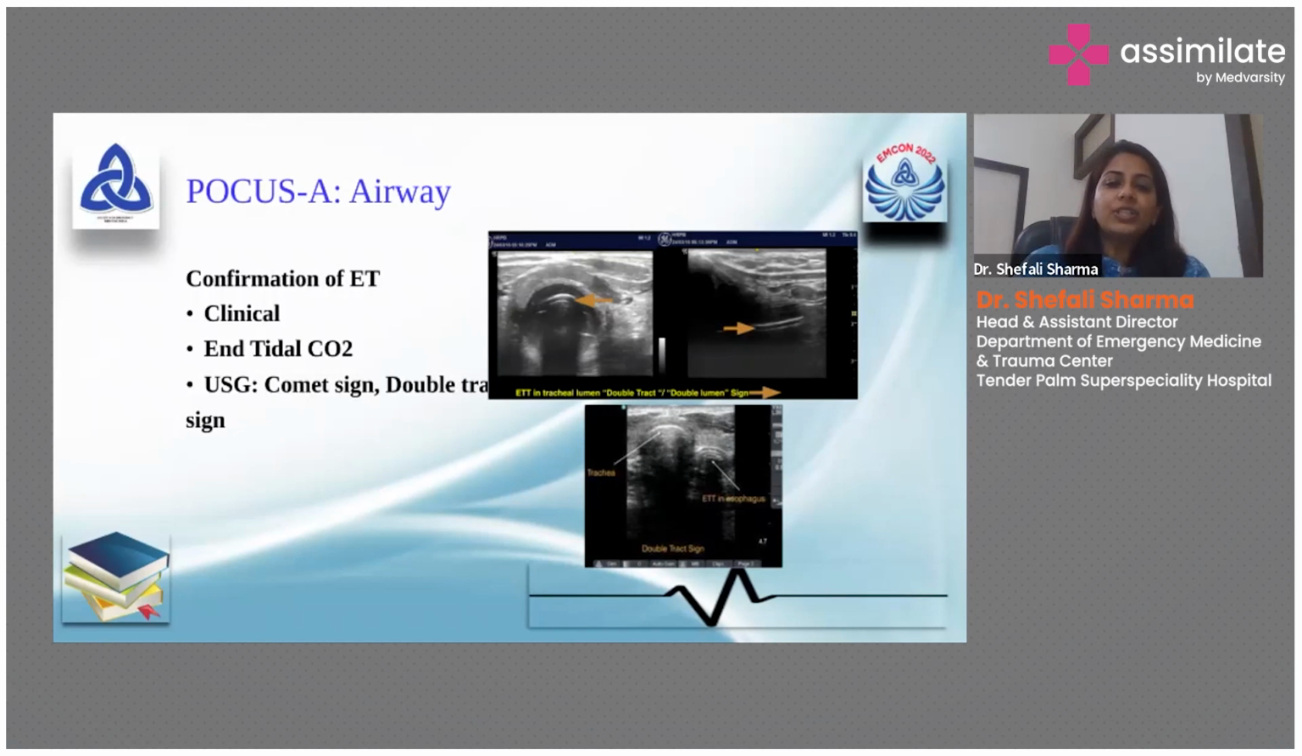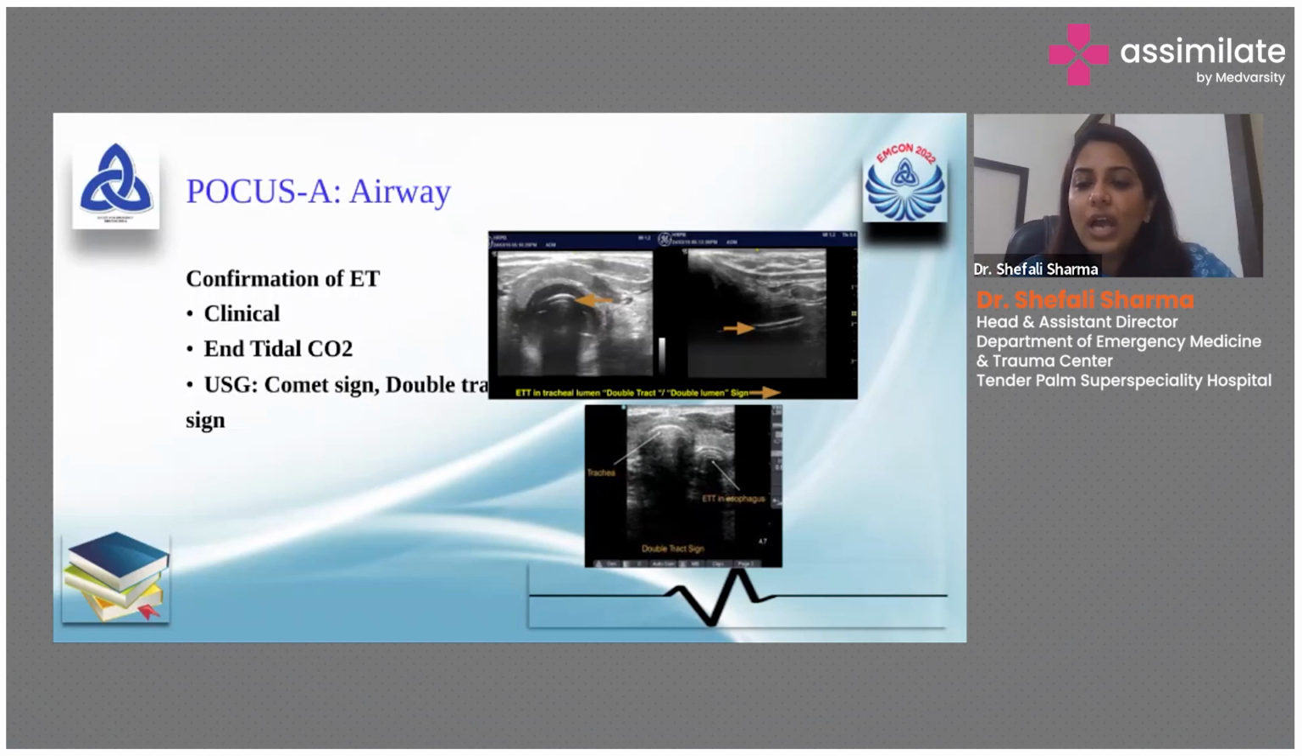In that situation, you have a clinical assessment that you directly visualized the ET tube passing beyond the vocal cord, and then you did the 5-point auscultation. So all this is part of clinical assessment. And then, if you have the end-tidal CO2 monitor, you check the CO2 monitoring part.